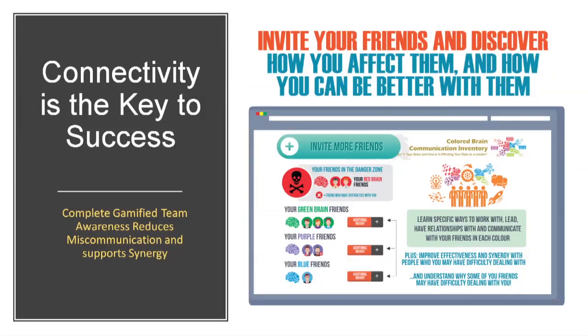So we're looking at maybe 37 minutes for each person to understand colored brain well enough, take the test, and be able to not only understand their colored brain, but also the miscommunication insights. And now I see, hey, this person over here is in my danger zone. Now, here's the thing. I'll also be able to see team member A over here. I'm in his danger zone. And maybe I never knew that.